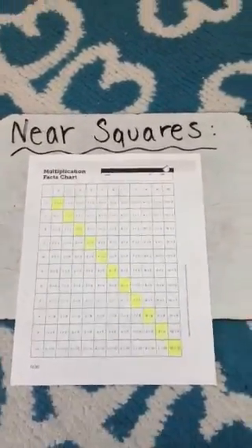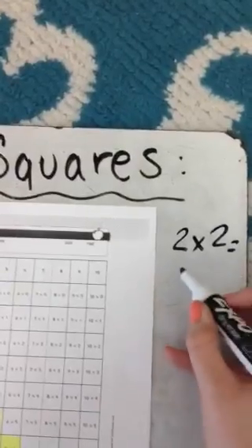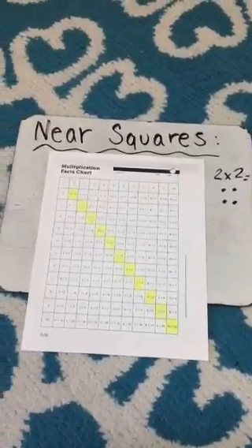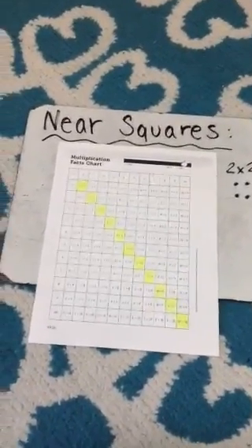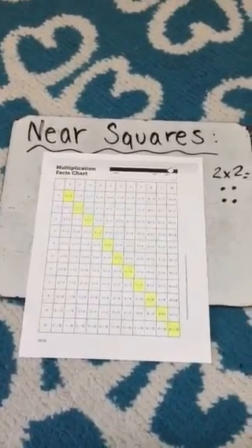So for example, if I take the problem, let me get my marker. If I take the problem 2 times 2, it's a number by itself. I can solve it with an array, 2 groups of 2. So that creates a multiplication square with my array. But today we're not talking too much about multiplication squares. We're using them with a strategy, but we're not focusing on them exactly.